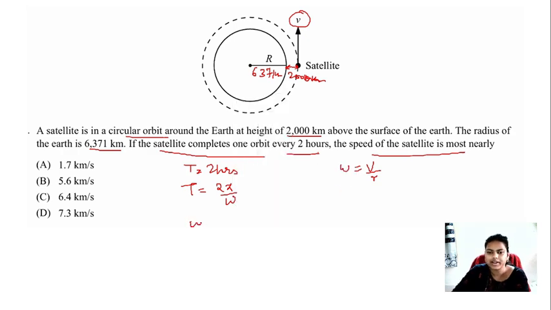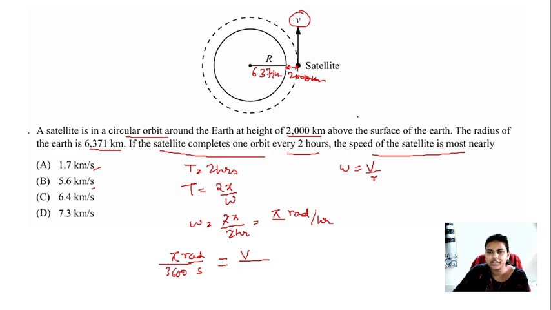So what is omega in this case? It would be 2 pi upon 2, so it would be pi radian per hour. This is omega, and omega is equal to velocity upon radius. The answer is asked in seconds, so 1 hour is equal to 3600 seconds. So it would be pi upon 3600 radian per second, which is equal to velocity upon radius.